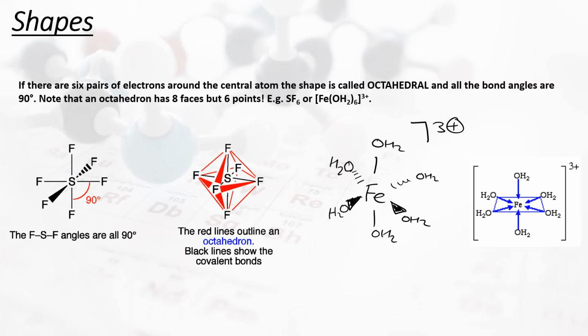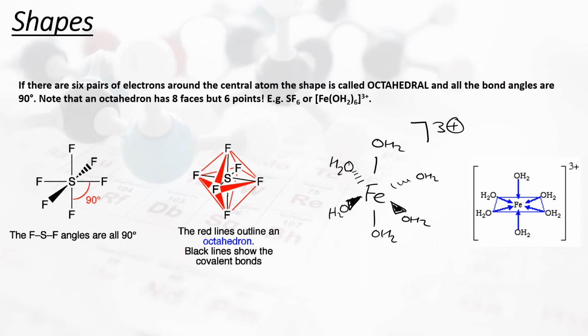Now note that the reason it's called an octahedron is that it has 6 points but 8 faces. If you think, why does 6 electron pairs give us an octahedron? It's because the 3D shape has 8 faces but 6 points. Another example is this iron hexaaqua ion, this iron complex ion. Again, exactly the same thing.